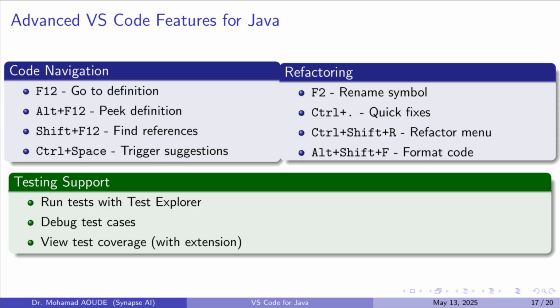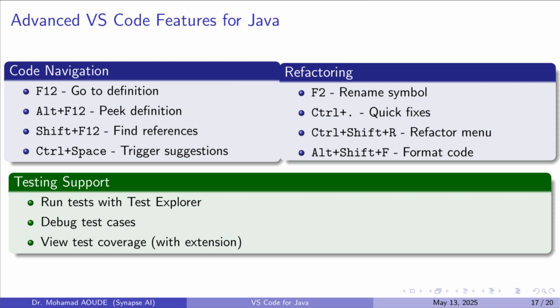As you become more comfortable, you'll discover many advanced features in VS Code and the Java extensions that speed up development. Code navigation: quickly jump to where a variable or method is defined, F12. Peek at its definition without leaving the current file, Alt plus F12, or find everywhere it's used, Shift plus F12.